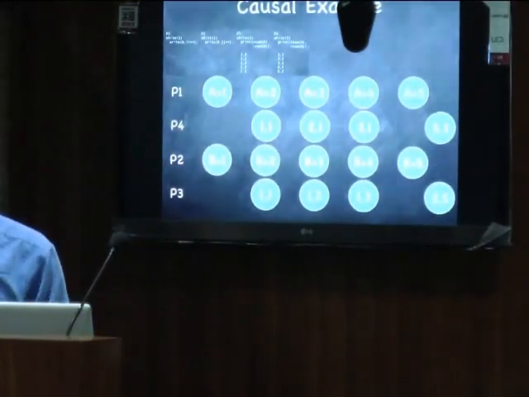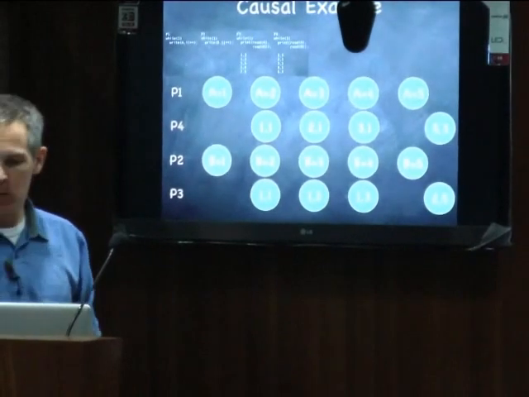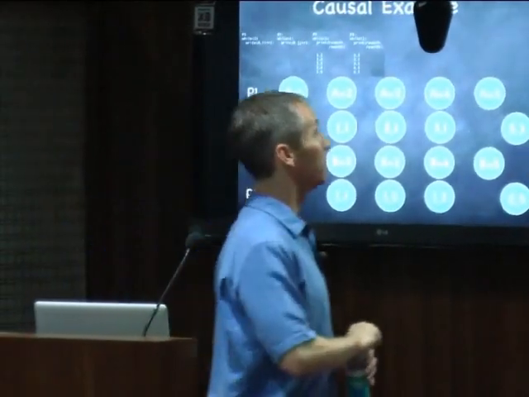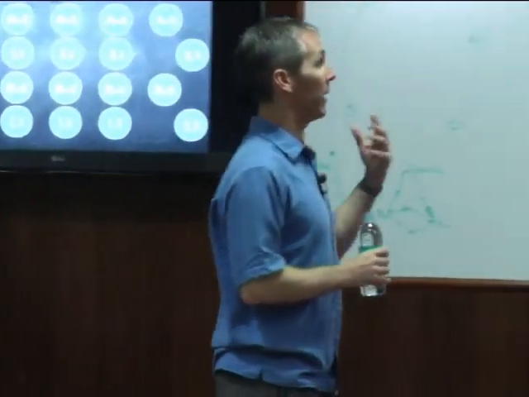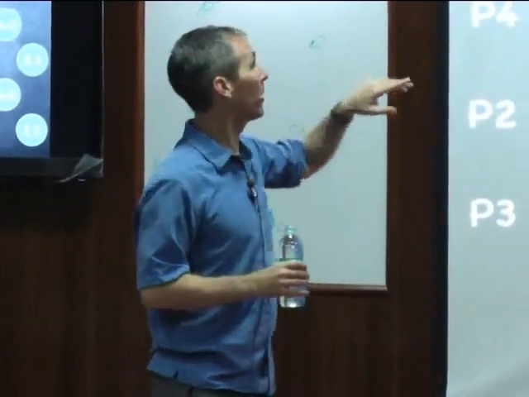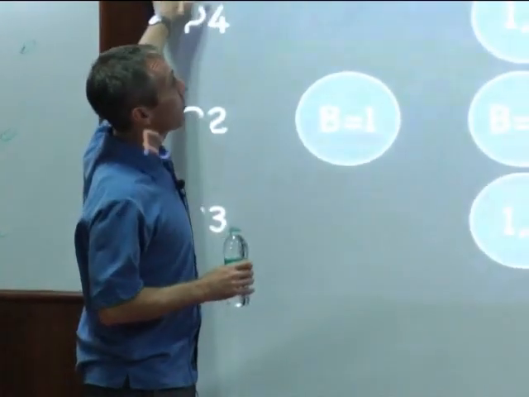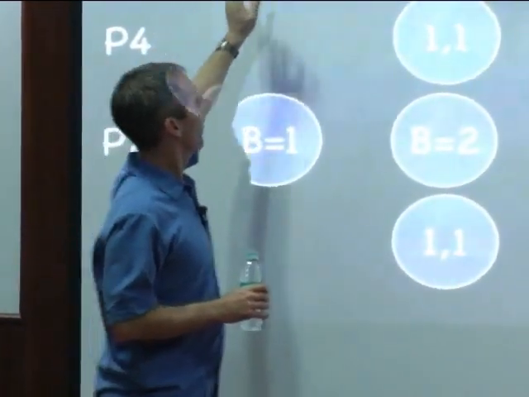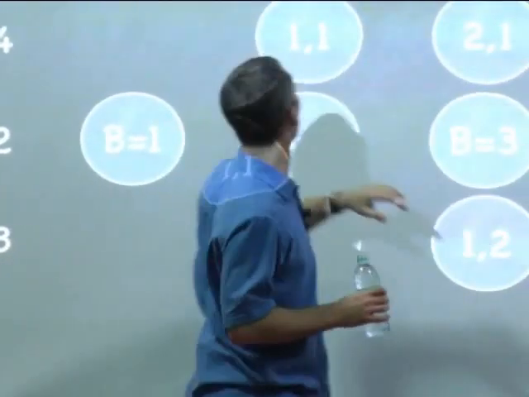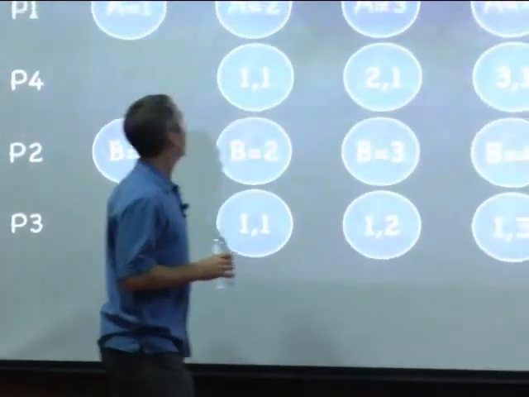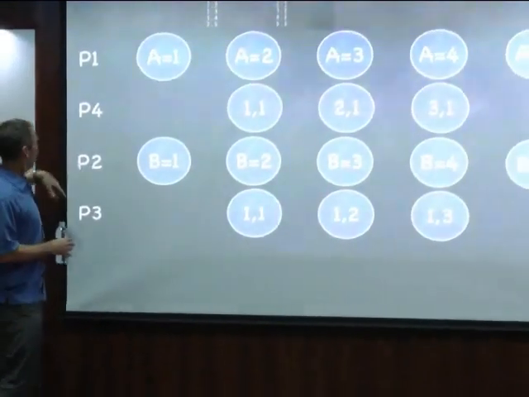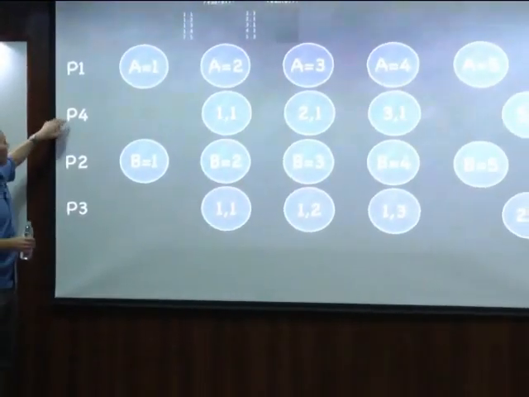So step 1 was to create a vertex for each read or write operation by a node. All right, so my graph has to include a vertex for each read and write operation by a node. And so here's process 1. It's writing A equals 1, 2, 3, 4, 5. Process 2 is writing B equals 1, 2, 3, 4, 5. And then I gave them in a funny order to make the arrows look nicer in a second.